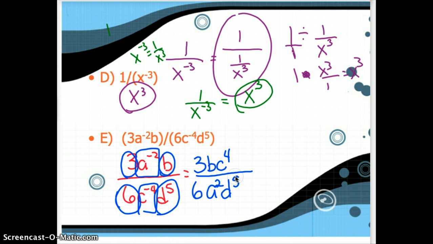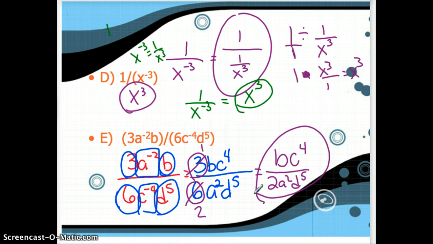Okay, the only problem I have with this answer is that it's not reduced fully. If we look here and we have 3 and 6, they have a common factor. You can reduce that to 1/2. You don't even need the 1 on top because you don't need to say 1 times b times c to the 4th. That's the same thing as just b c to the 4th. On the bottom, you can put 2a squared d to the 5th.